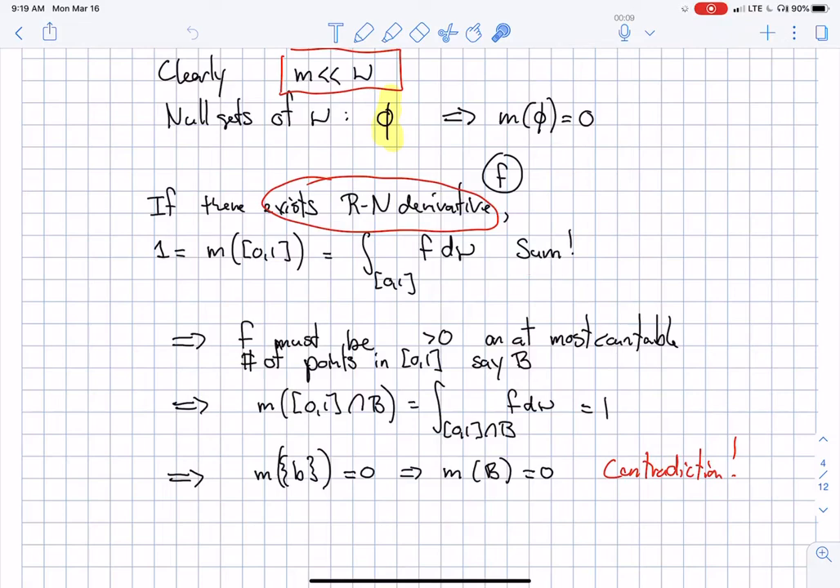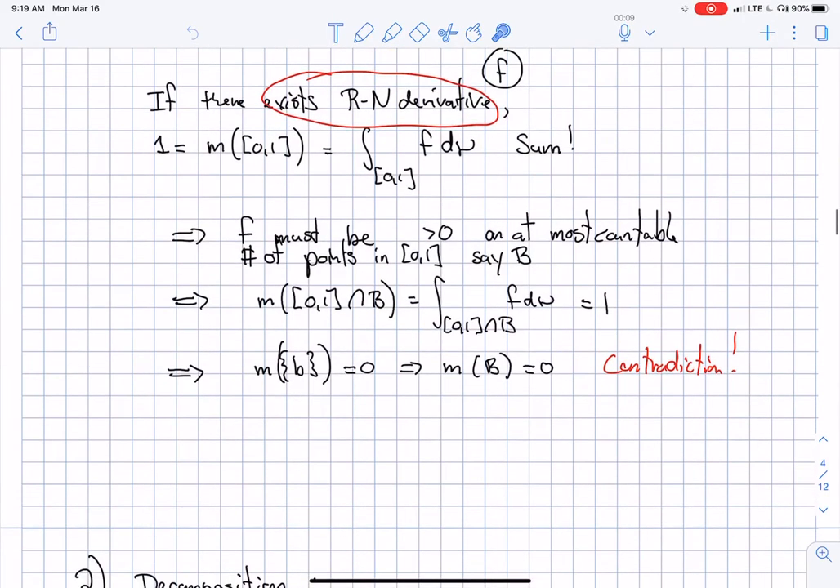The integral with respect to counting measure is a sum. If it's over an uncountable set, it's a sum with uncountably many terms. And for this to converge, say for m of [0, 1], then f must be 0 in all but at most countably many points. Otherwise, it's infinity. It's a simple exercise. So call B the set where f is strictly positive; the set is countable.